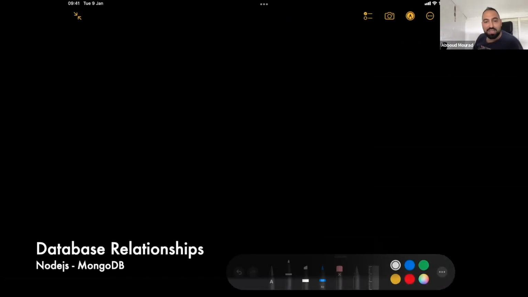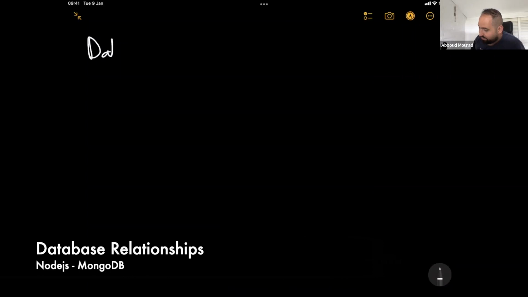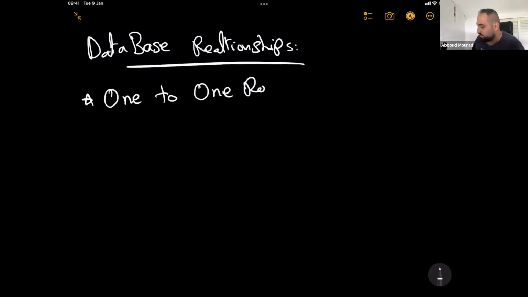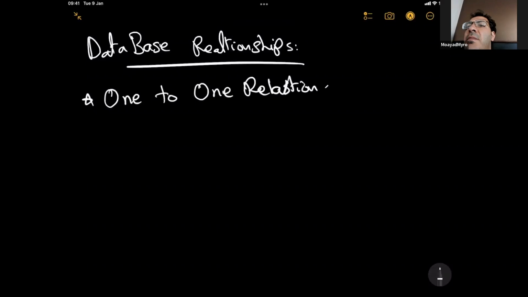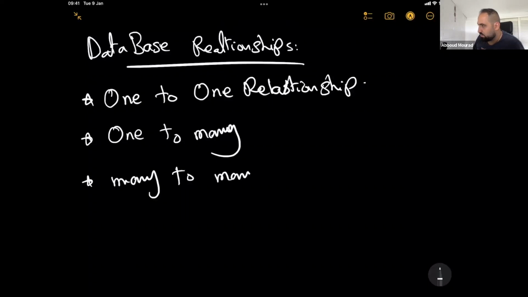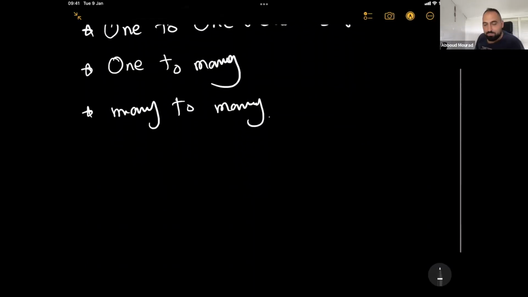Today, we are going to talk about database relationships. We have three relationships. First of all is one-to-one relation. Second of all, one-to-many. And the last one is many-to-many. One-to-one or one-to-many is the same as many-to-one, just do it in the opposite way.